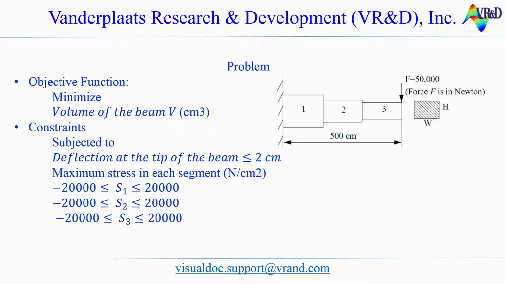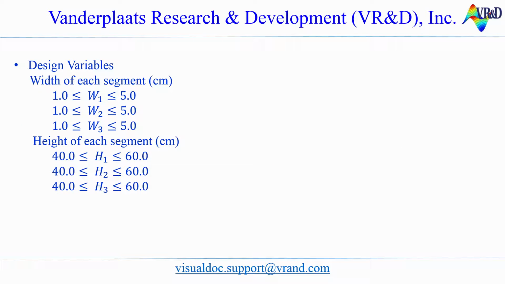Here, the objective is to minimize the volume of the beam. It is subjected to the constraint that deflection at the tip of the beam should be less than or equal to 2 centimeters. For maximum stress in each segment, the lower bound is minus 20,000 and the upper bound is 20,000 Newton per centimeter square. Constraints on design variables: for width of each segment, the lower bound is 1 centimeter and the upper bound is 5 centimeters. For height of each segment, the lower bound is 40 centimeters and the upper bound is 60 centimeters. This is a simple example for demonstration. VisualDOC has a capability to solve extremely complex optimization problems.